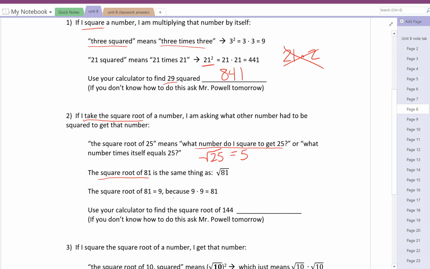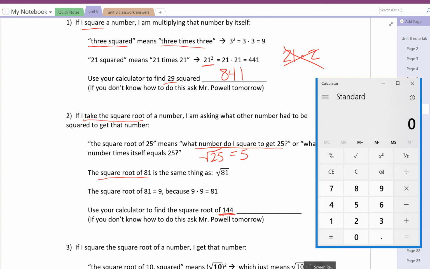And these are all things you can find in your calculator. Make sure you know how to do that by seeing if you can figure out what the square root of 144 is. So pause the video, find the square root of 144, and write it in this blank. If you don't know how to do it, make sure you ask me.